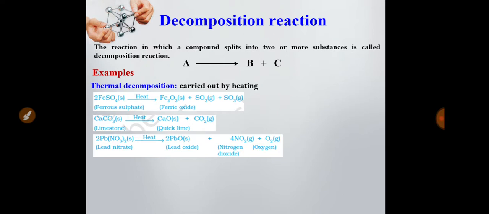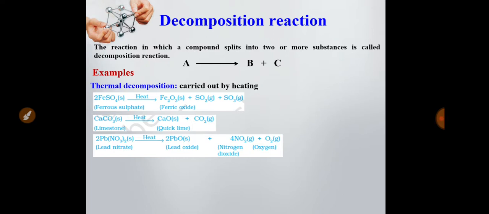And the second one is the heating of limestone, that is calcium carbonate. When it is heated, it decomposes into different compounds: quicklime, calcium oxide, and carbon dioxide gas. And the third one is also an important example of a thermal decomposition process.